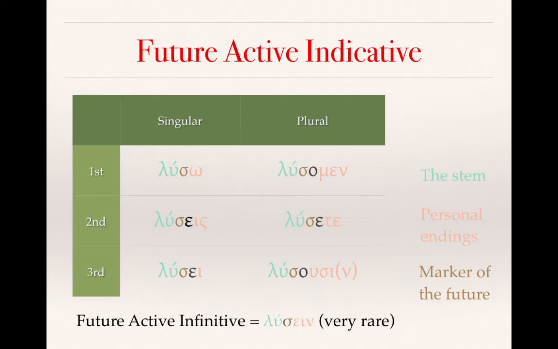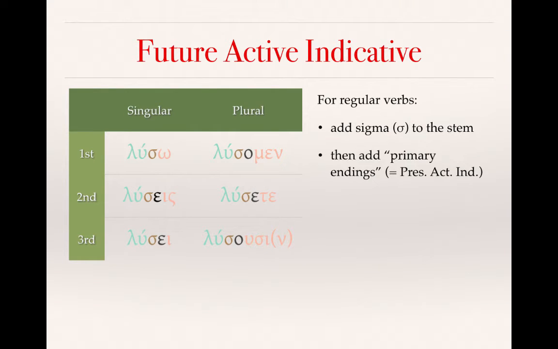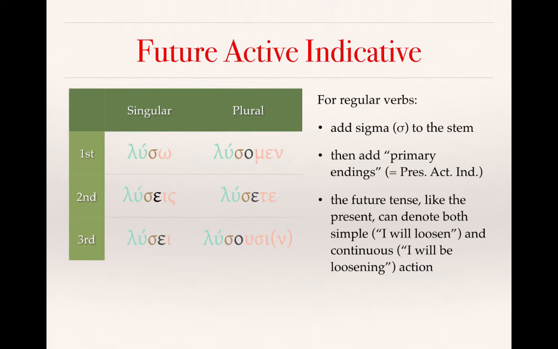All right, with this chart there on the left, let's talk a little bit more about the future active indicative. So for regular verbs, you will simply add a sigma to the stem as we have with this verb. And then we will add the primary endings, which are those same endings from the present active indicative. So o, eis, e, omen, ete, usin. Like the present tense, the future can denote both simple and continuous action. So luso can be translated both as I will loosen and I will be loosening. The second of those represents the continuous action.